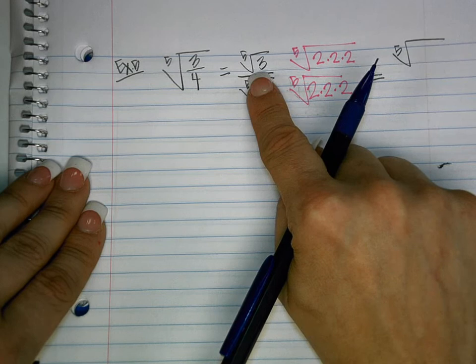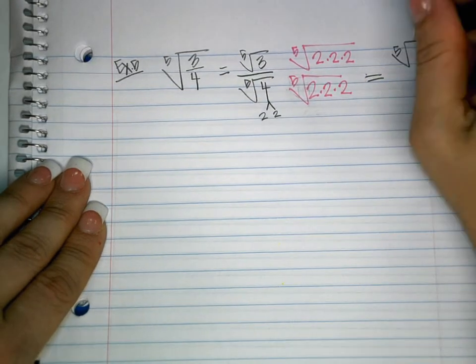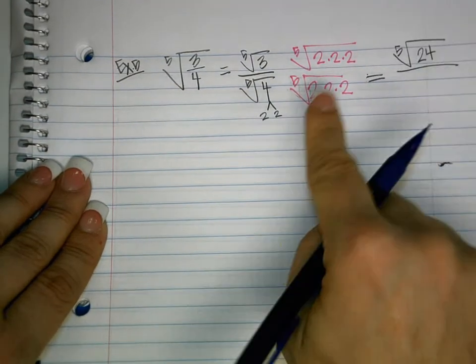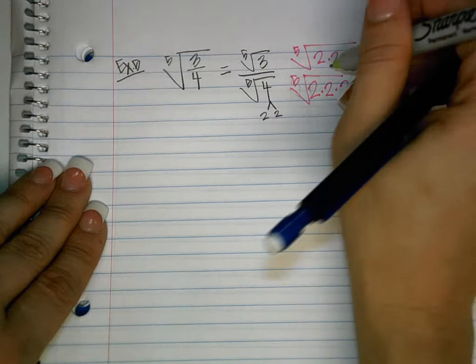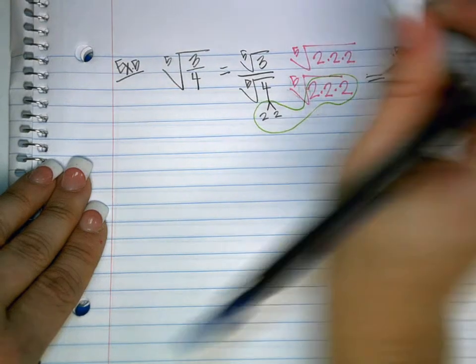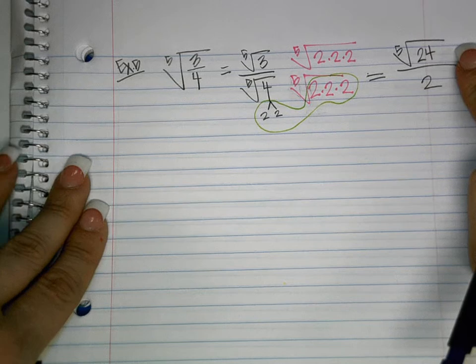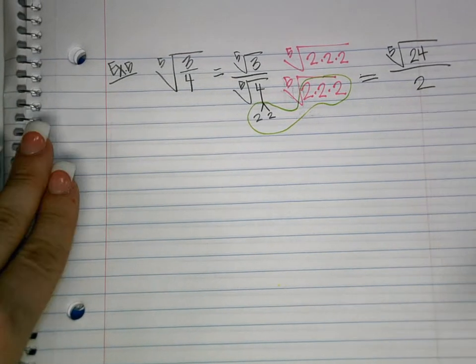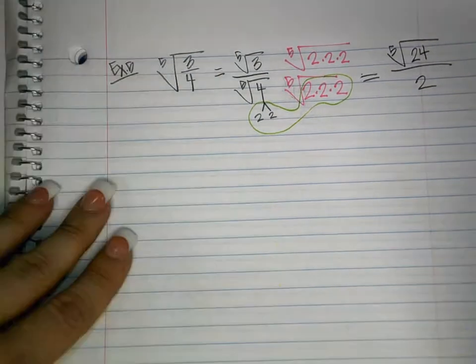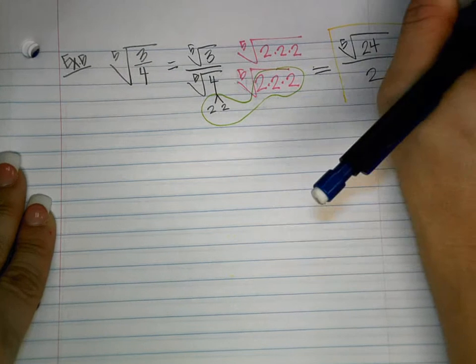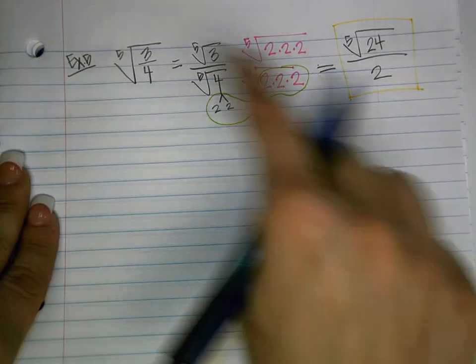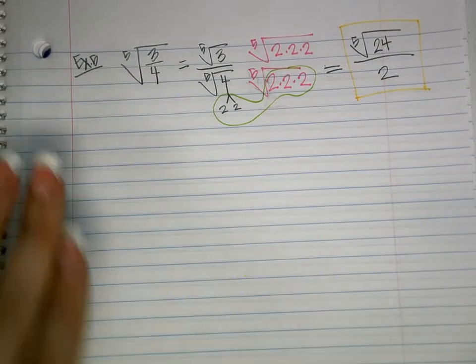3 times 2 times 2 times 2 is 24. Over, what happens in the bottom? I'm going to have a whole group of 5, so I can take out a whole 2. Now, can I reduce this 24 and the 2? No, you cannot reduce if something is under a radical with a whole number. Okay, that's the answer that we're looking for there.